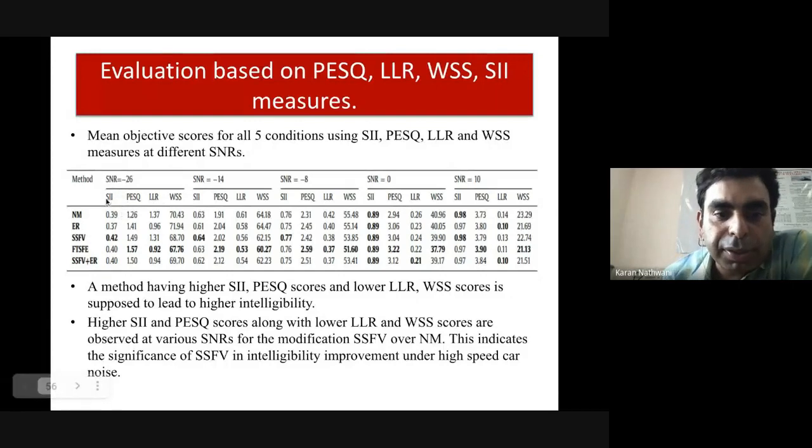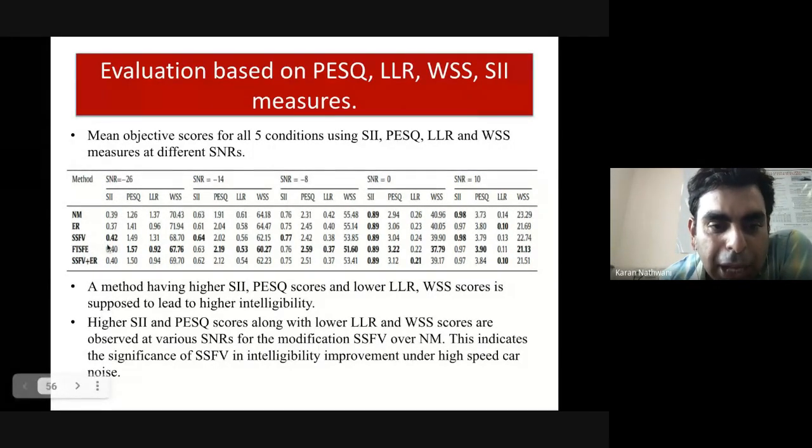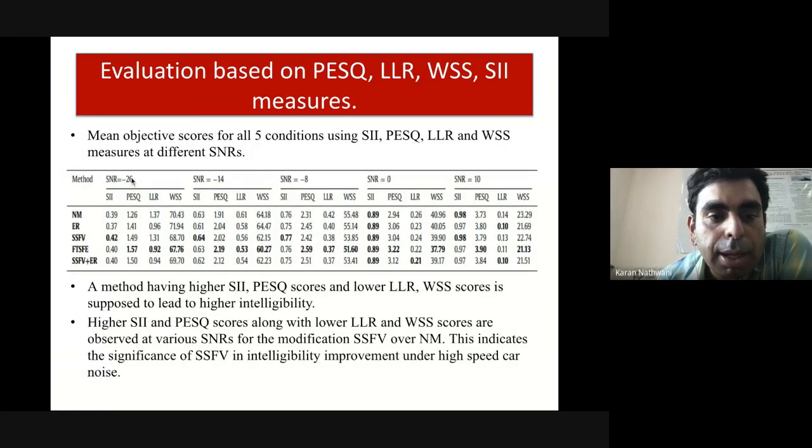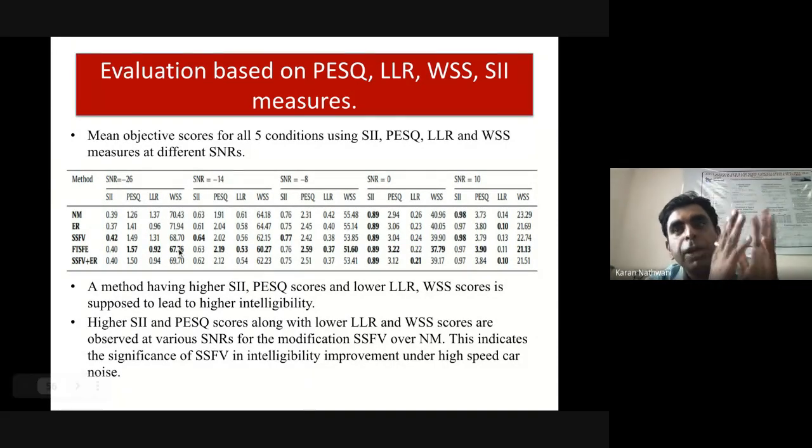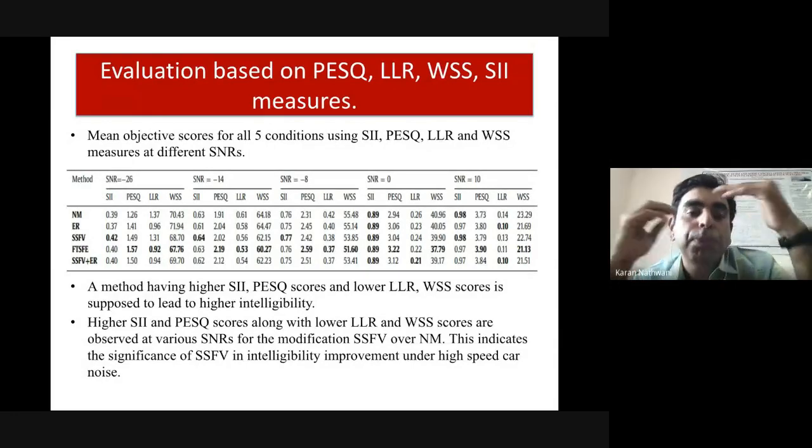So I'll start from the very low SNRs. The proposed method has been able to improve significantly at very, very low SNRs compared to the other methods. You can see that SSFE shows better results. And this is FTSFE, your combination. It is not bad either, and its quality is improved. This means that while improving the intelligibility, I am able to improve the quality as well.